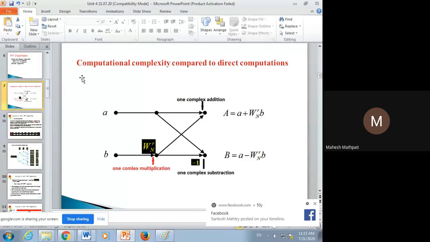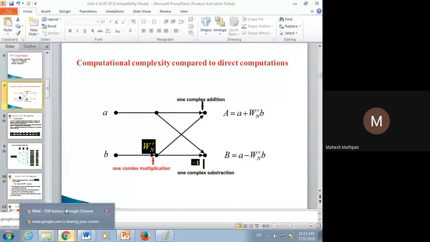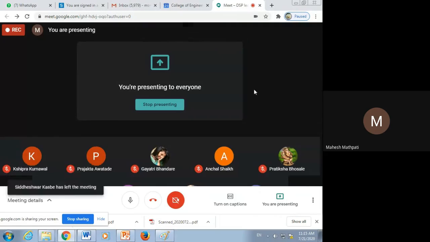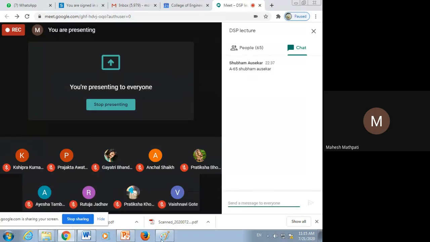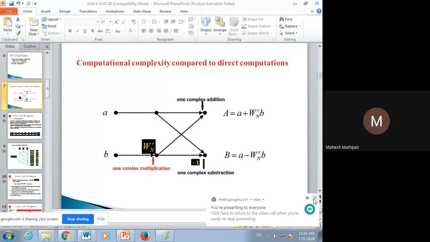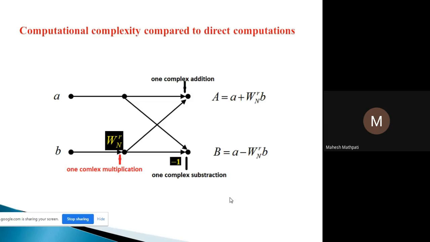Before starting with this classification, first let us understand how the complexities are going to be reduced. Write the title as computational complexity compared to direct computations. Now take this diagram, or before that you just add one line. Have you noted the title? Yes, sir.